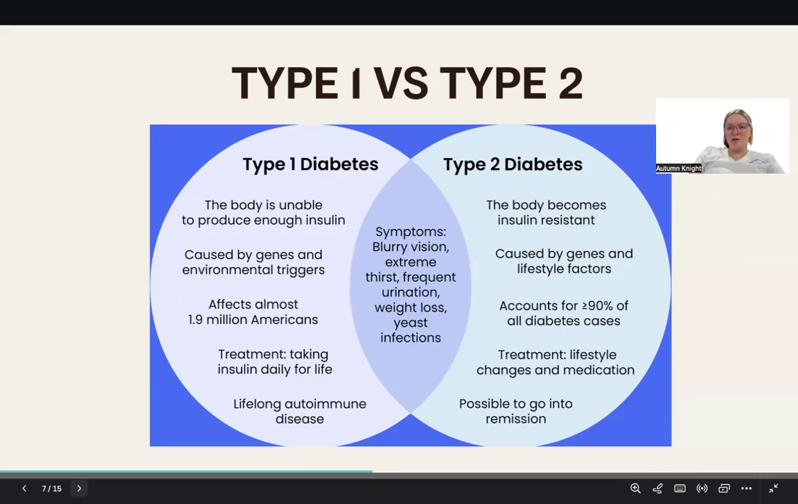Type 2 diabetes, on the other hand, is normally caused by lifestyle factors or genes as well. This is when the body becomes insulin resistant, and normally type 2 diabetes accounts for about over 90% of all diabetic cases. So this is the more common type of diabetes. And treatment for this is lifestyle changes, exercise, medication. And it is possible to go into remission. A lot of times when you have an indicator of prediabetes, you can often already reverse this with diet and exercise.